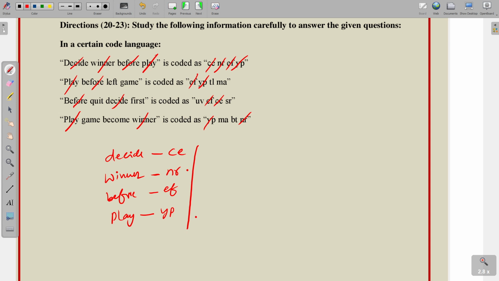Next, coming to the second sentence, left game and also quit first, game become. So see, game and game, so second and fourth, so game, that is MA.